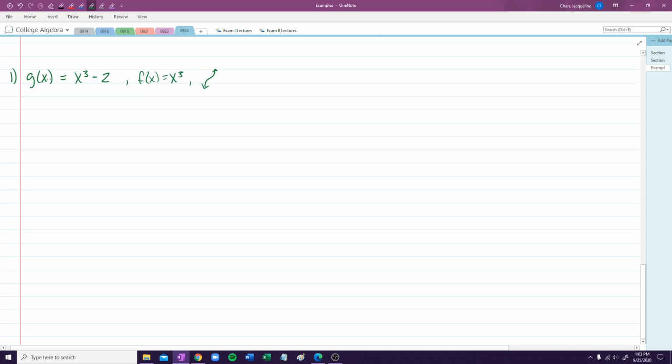Okay, so now we're going to talk about h and k. Remember, h is the horizontal translation and k is the vertical translation. I can still write g of x with x minus h, which would be x minus h cubed minus 2. In this case, our h is just 0, and our k is negative 2. It is this right here.